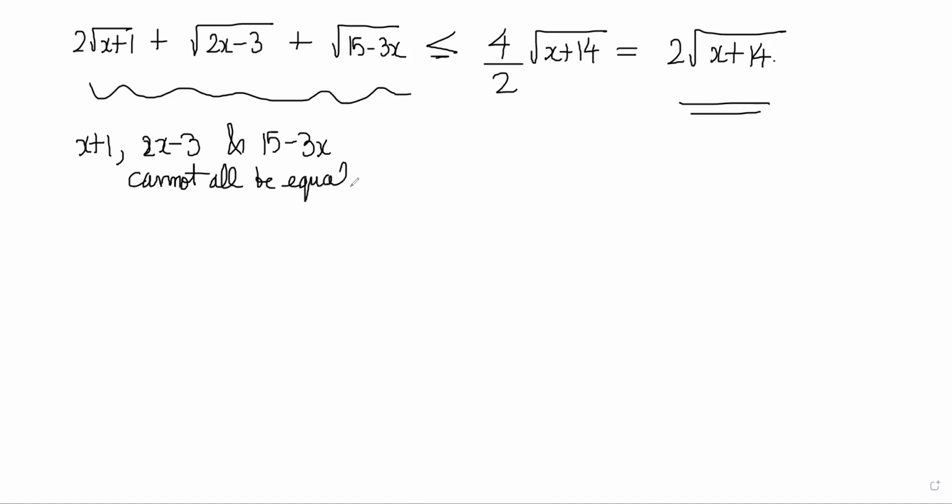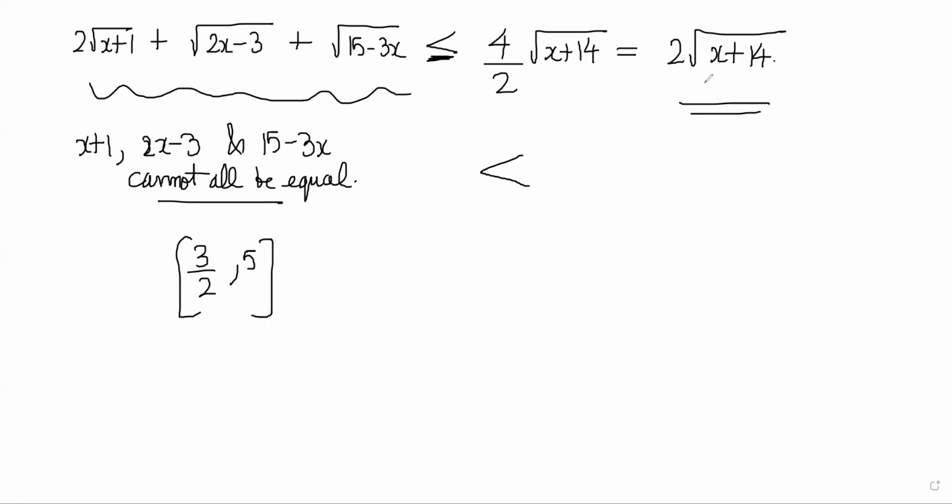They cannot all be equal, because if they are all equal, you will get a contradiction here, right? So therefore, this inequality is a strict inequality. There is no equal to sign here in Jensen. It becomes a strict inequality if the quantities are not themselves equal. And x varies from 3 by 2 to 5.